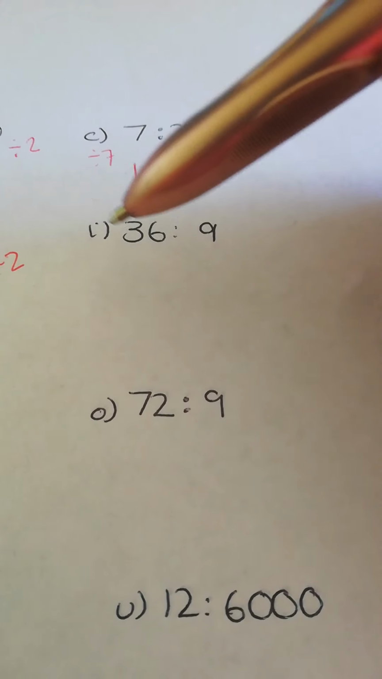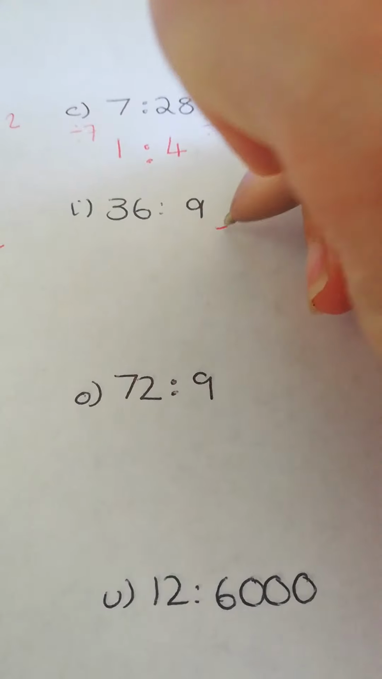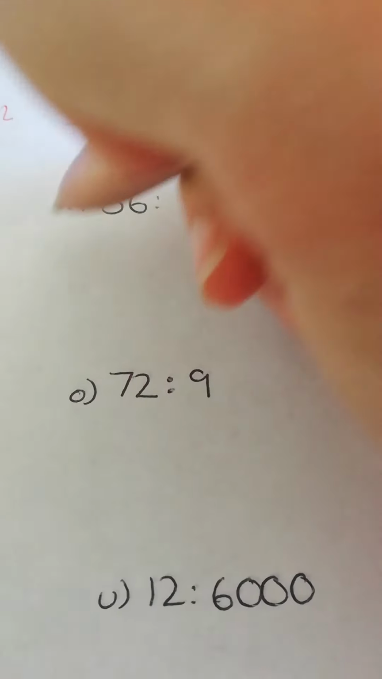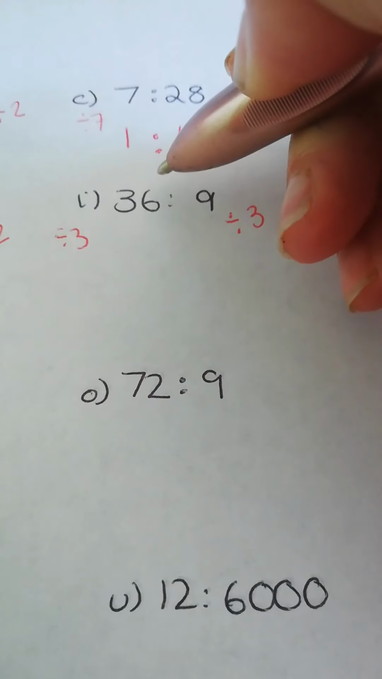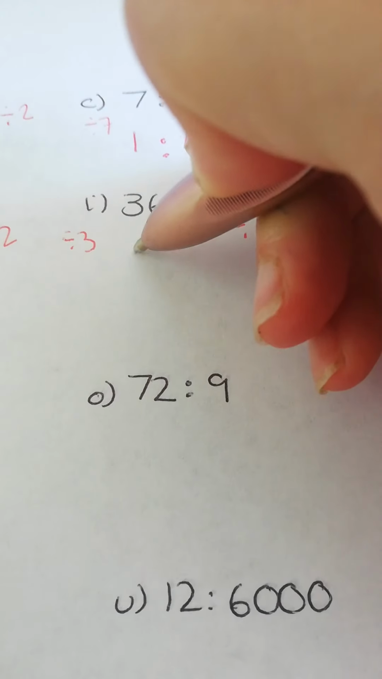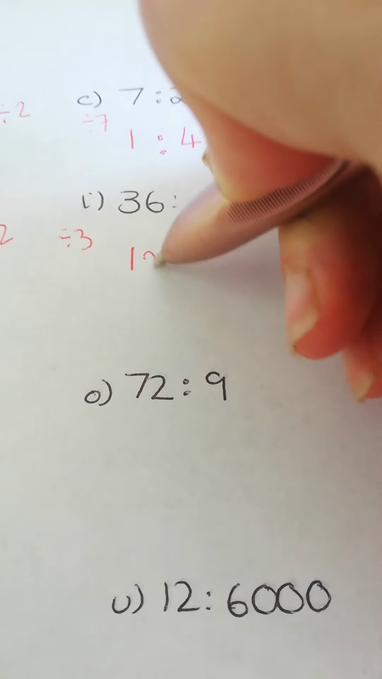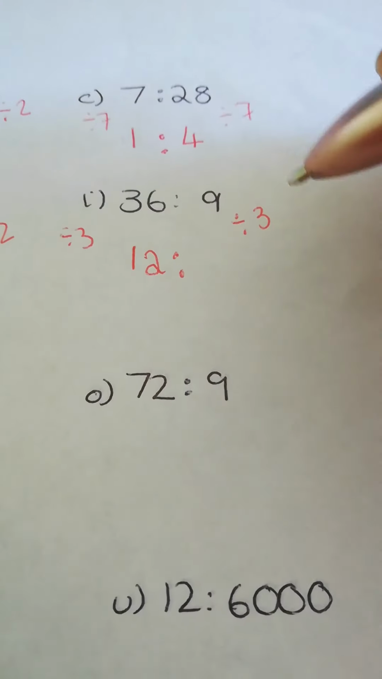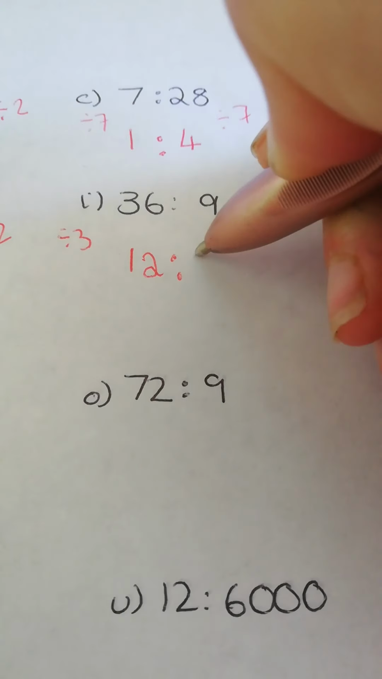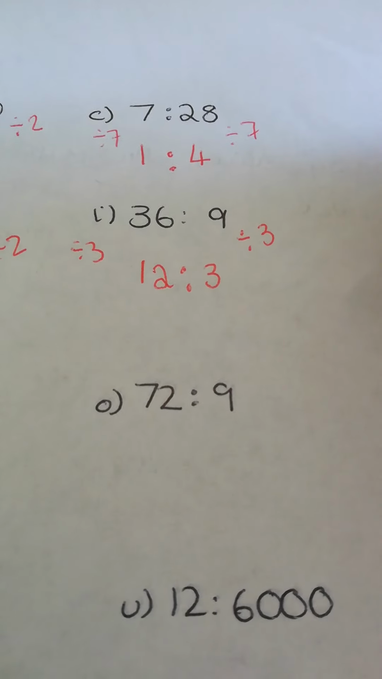I know that they're both definitely in the 3 times table, so we can divide them both by 3. Okay, how many 3's go into 36? Well, 3 goes into 3 once, and 3 goes into 6 twice, so 12 3's are 36, and 3 goes into 9 3 times, so we get the ratio 12 to 3.